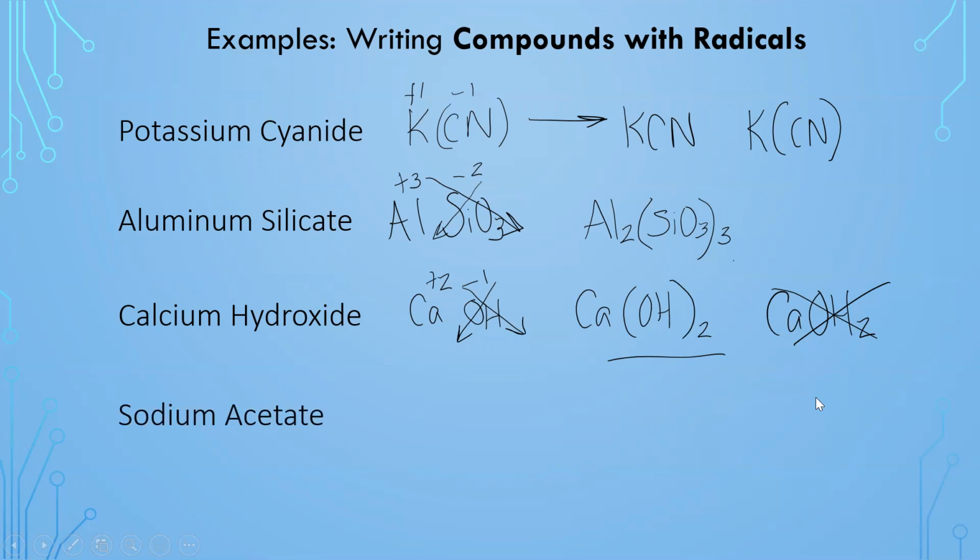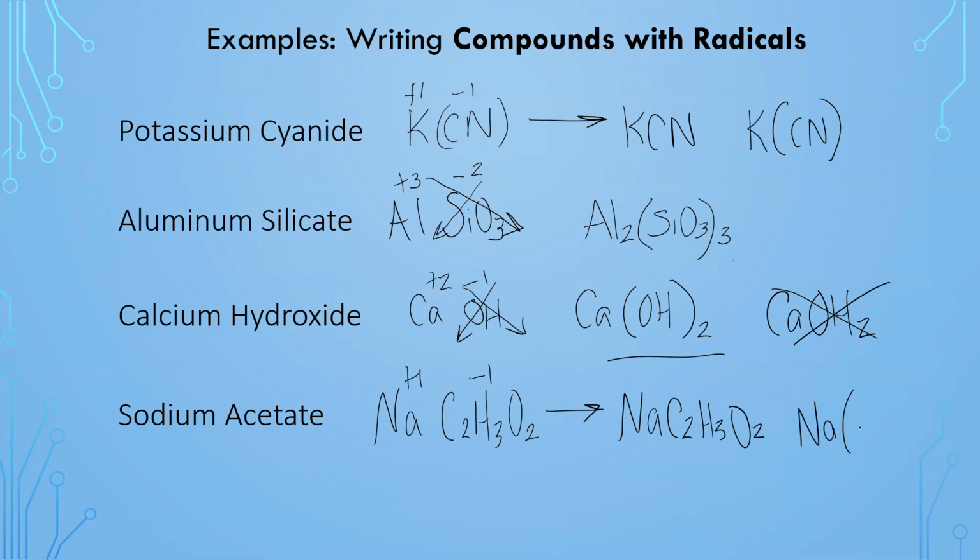Okay, sodium acetate. Sodium is Na, charge +1. Acetate is a big radical, C2H3O2, and that whole thing has a charge of -1 from the radical sheet. These cancel, so I don't have to do anything. So your final answer is Na C2H3O2, just written like that. Or you can write it with the radical in parentheses. Like I said, parentheses can never hurt you.